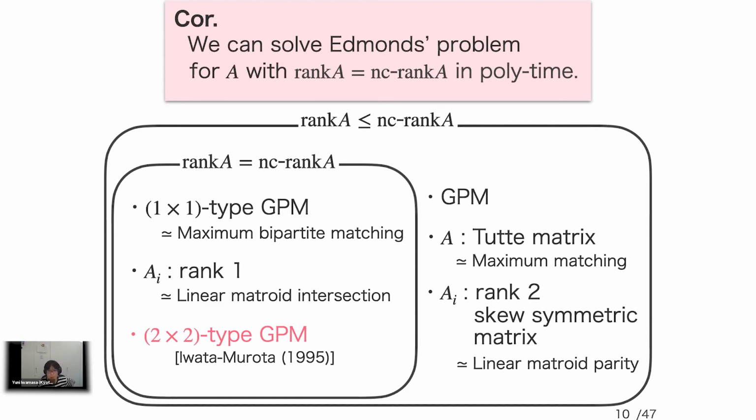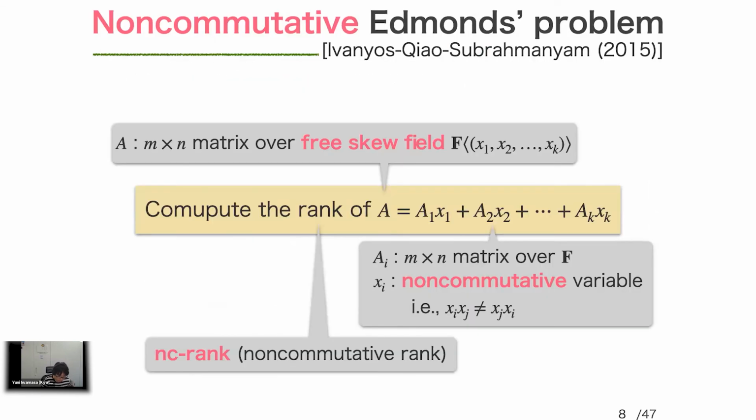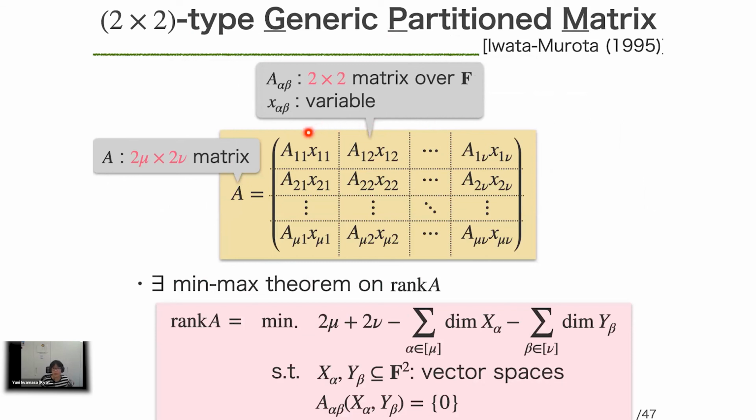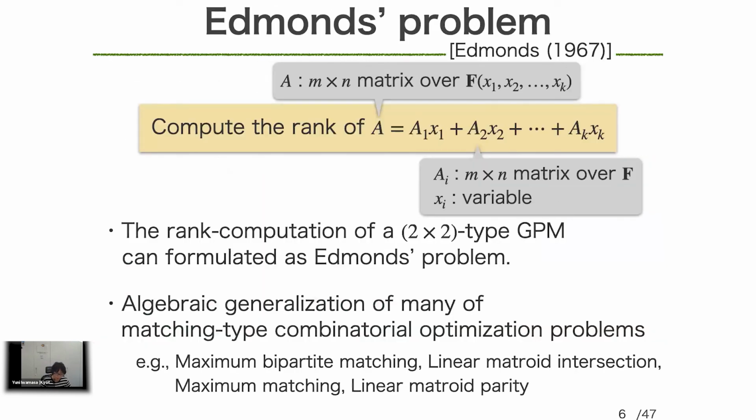So first, our algorithm cannot apply to this class. We can compute the NC rank of this class, but it's not the same as linear matroid parity. So the matrix structure is different, right? Yes. In this class, we consider this formulation, right? But in our problem, we have this structure, and so the structures are different. So we cannot apply our algorithm to the normal Edmonds' problem. So the matrices are not 2 by 2; they're just rank 2. Yes. Ah, I see. Rank 2 means each matrix of size n by n is rank 2. I see.